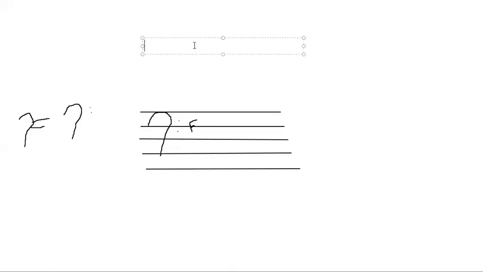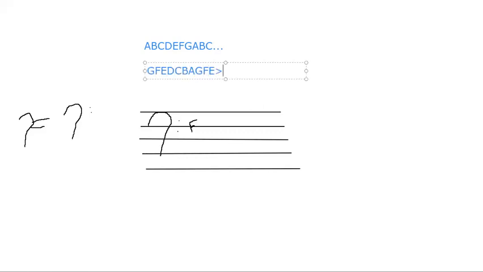Let's see. You have forwards is A, B, C, D, E, F, G, A, B, C, and it continues. And backwards, you have G, F, E, D, C, B, A, G, F, E, and it goes on forever. And so now I'm going to go backwards all the way down. I never go line to line or space to space. I always go line, space, line, space, line, space. So F, E, D, C, B, A, and then G is on the first line of the bass clef.